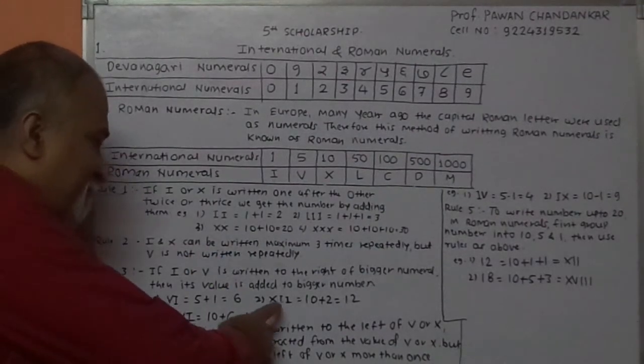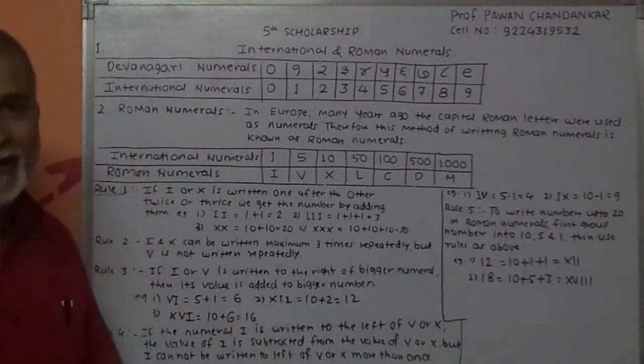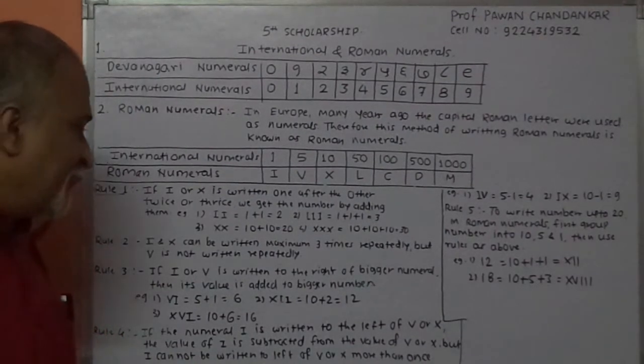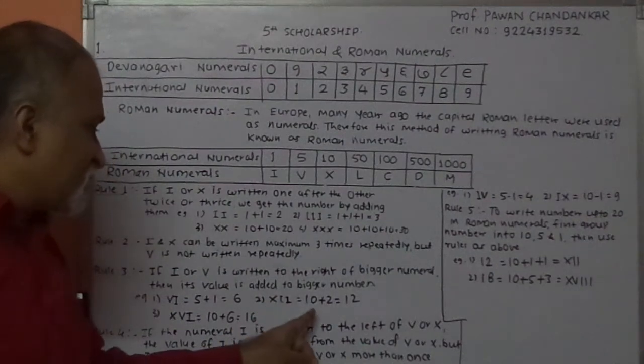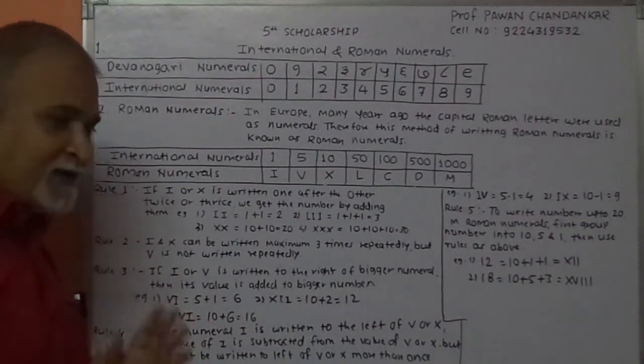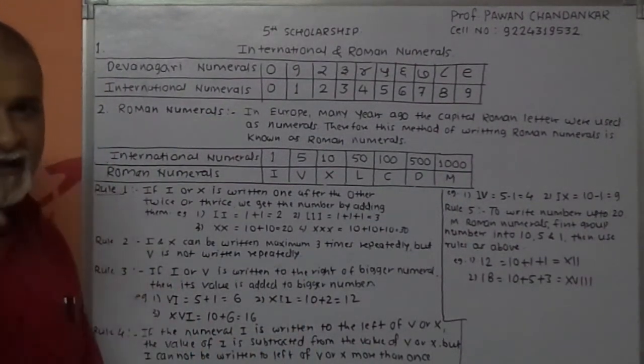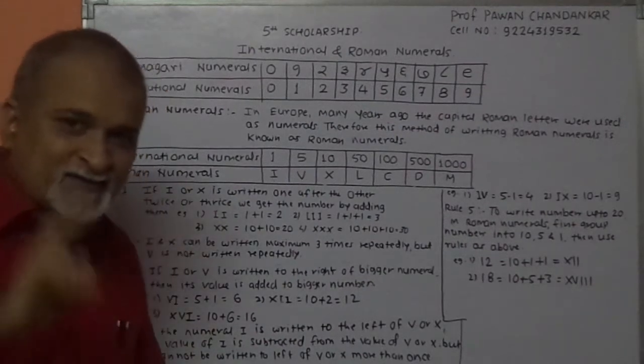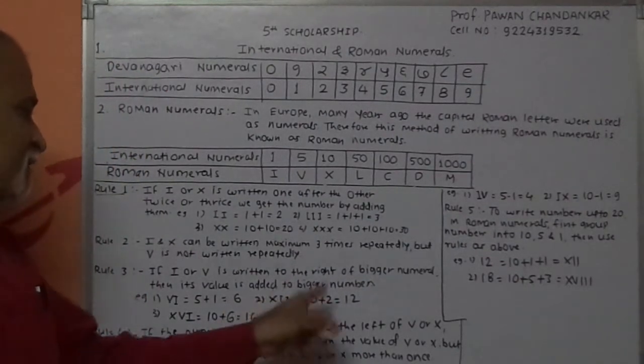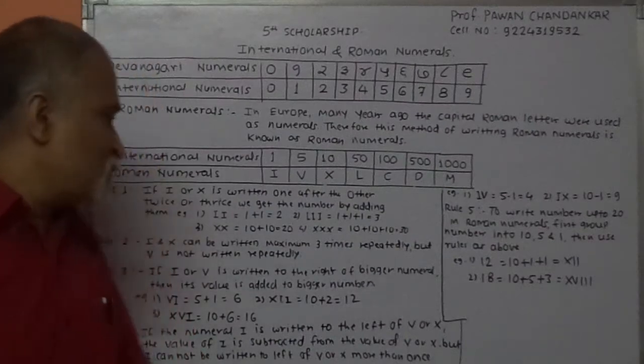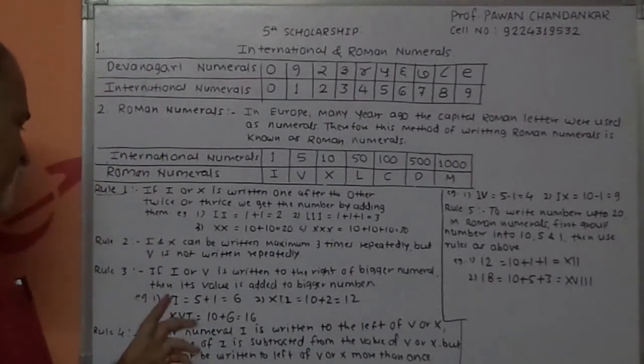Look at the second example. XII means it is 12 in Roman numerals. It means that X stands for 10. So 10 plus, on the right of 10 we have written I twice. It indicates that we are supposed to add 2 to 10. So 10 plus 2 gives you 12, students. Right?